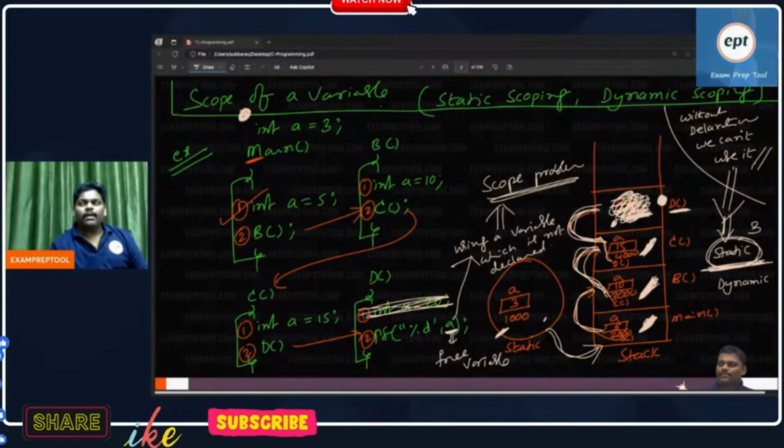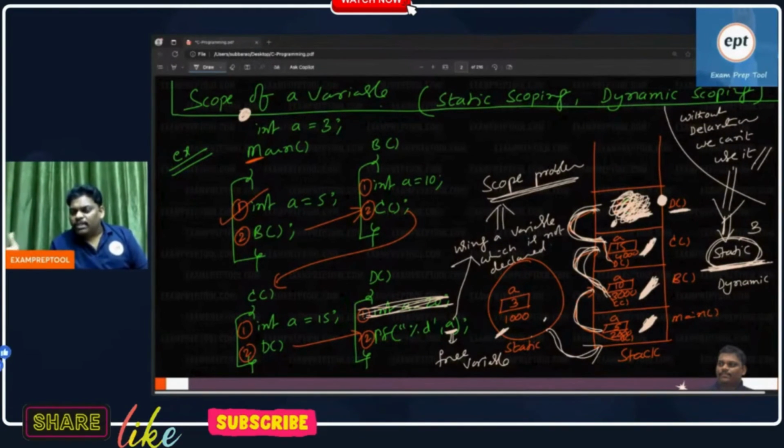Hello compiler, while compiling, if you find out any scope problem, you please resolve. How will you resolve it? I am saying to the compiler, hello compiler, whenever compilation is going on, if you find out a scope problem, you please resolve. How will you resolve? Someone is saying dynamic scoping.